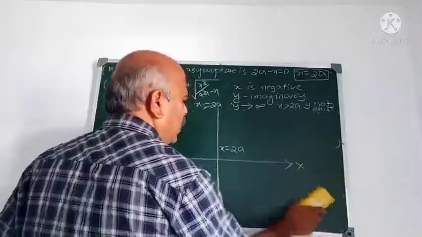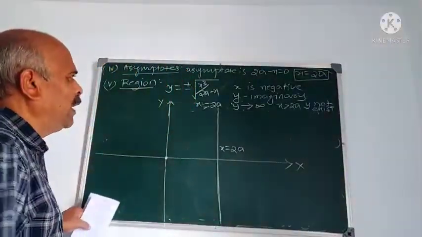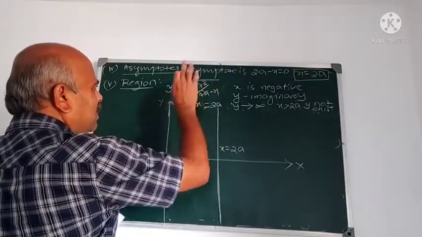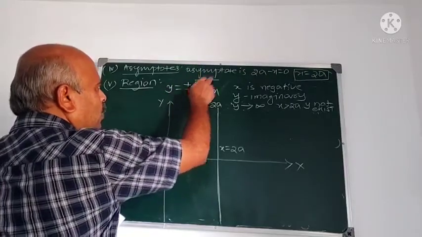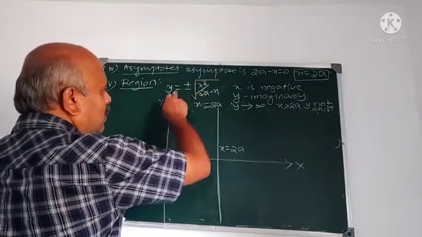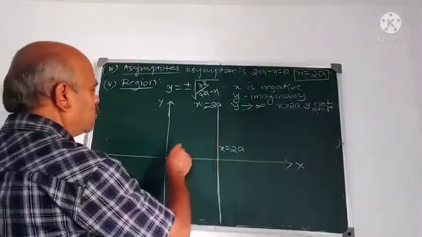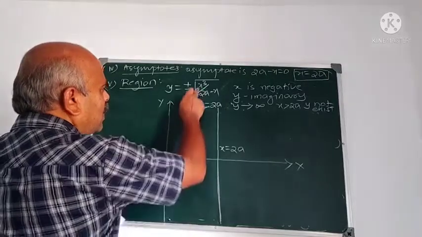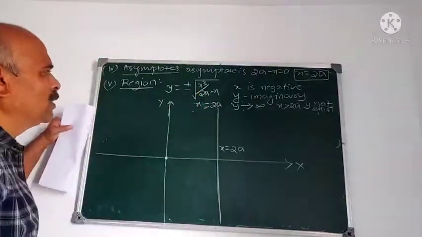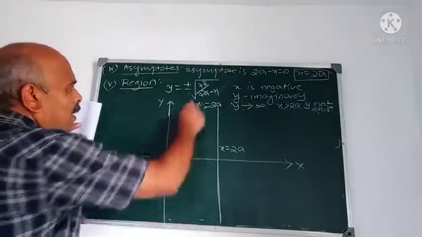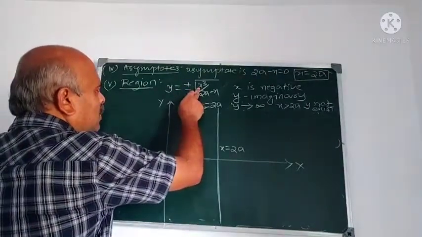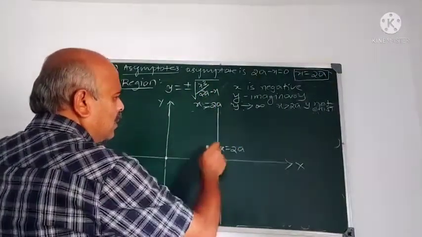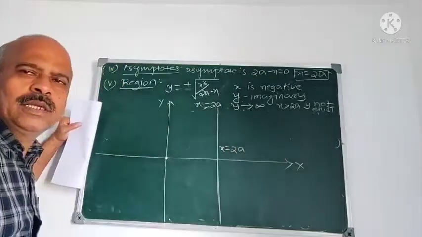And one more thing is, when x increases, y also increases indefinitely. See here, x increases, because x cube is there, y also increases. How does it increase? X increases, y value increases. But beyond 2a, the curve doesn't exist. Y doesn't exist there.